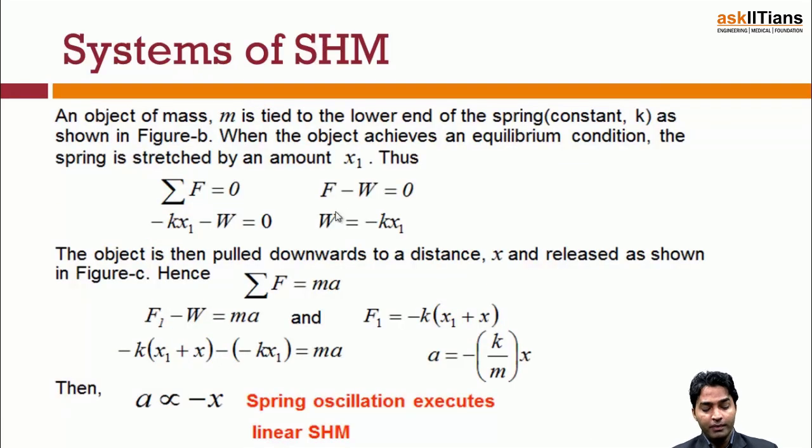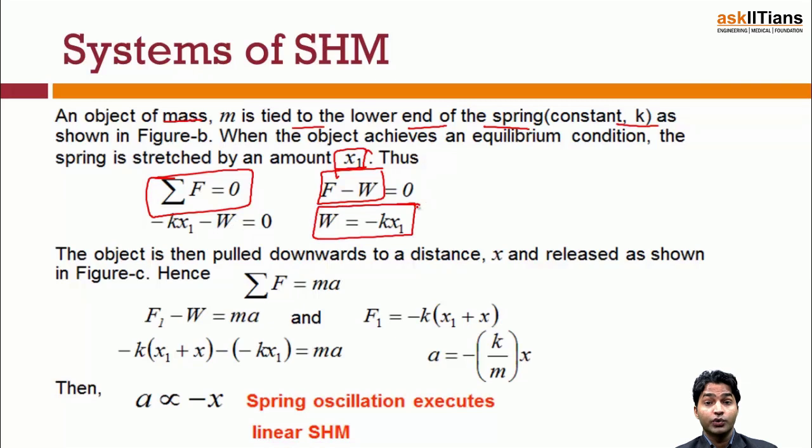Now we will write the force equation. An object of mass M is tied to the lower end of a spring of constant K as shown in the figure. We have three figures A, B, C. When the object achieves equilibrium, the spring is stretched by elongation x1. So the net force should be equal to 0. Force minus weight is equal to 0, that is Kx1 is equal to weight. So we got F equal to minus Kx, so Kx is just the force in the spring.